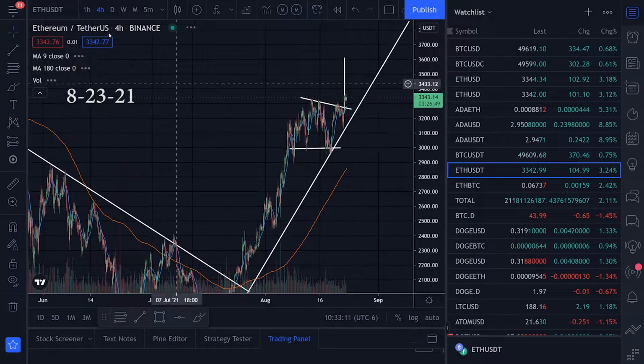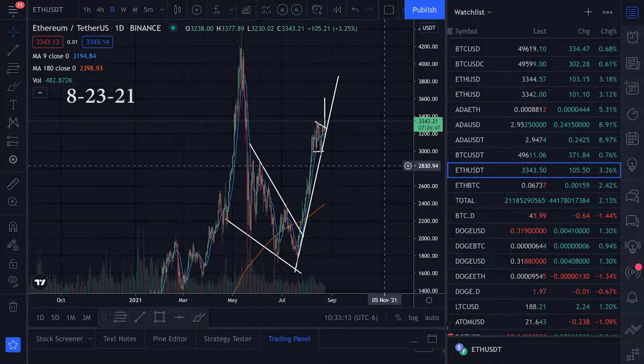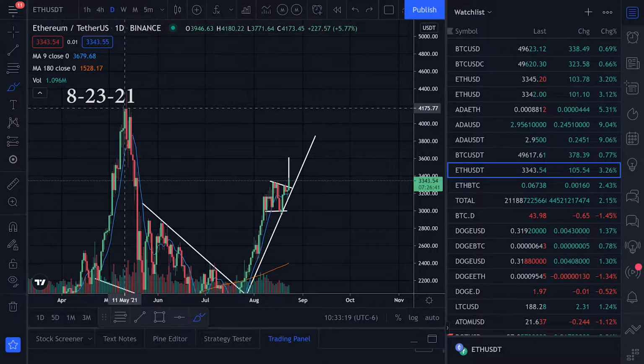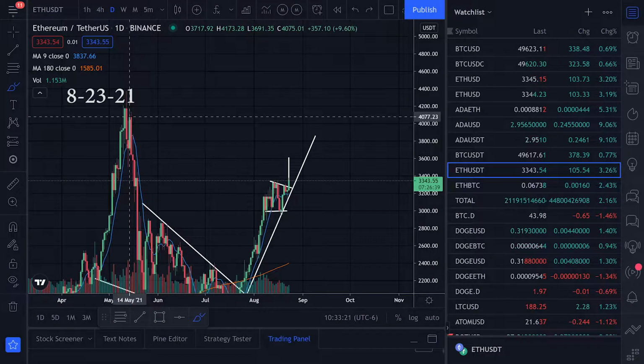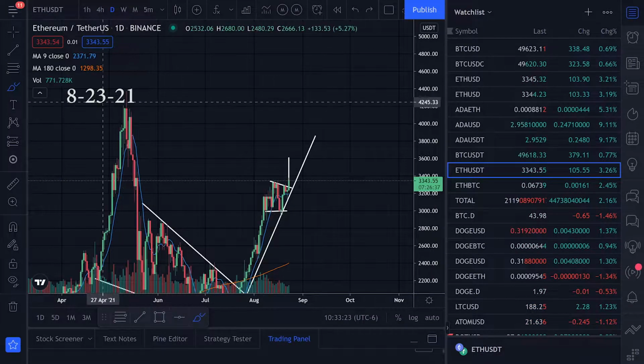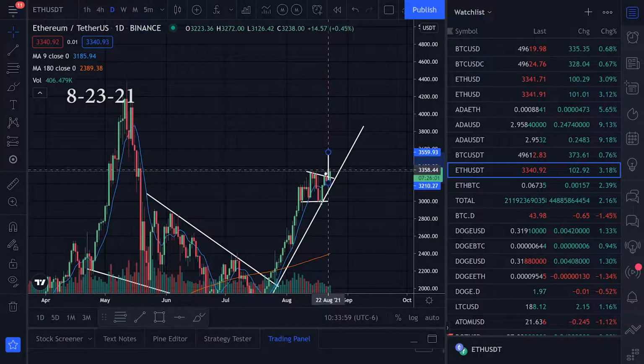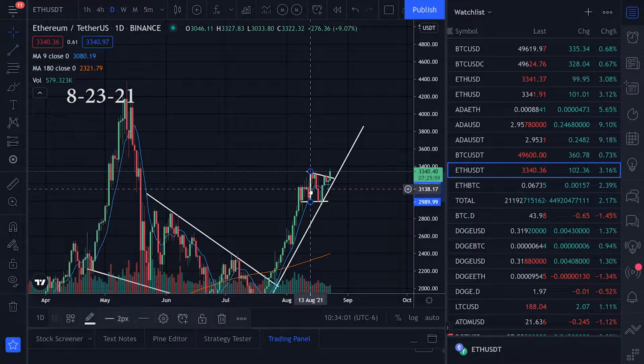So basically with Ethereum, like I said, I'm hoping that we can either come up and retest this top area right here, maybe at around 4175 or 4077, somewhere around there, or this other little target right here at 3612, from the top to the bottom of this little pattern. That's what I was saying.